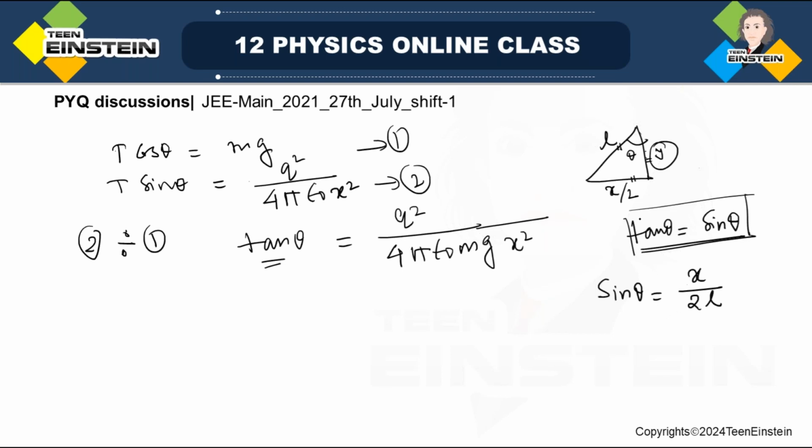See why I'm not going with this tan theta, called perpendicular by base actually. Okay. Base I have to find out, that is going to be complicated. So better to go with this assumption since the angle theta is very, very small. Small angle. It is said in the problem. So that's why I'm not going with this. Okay. This is actually for small angle.